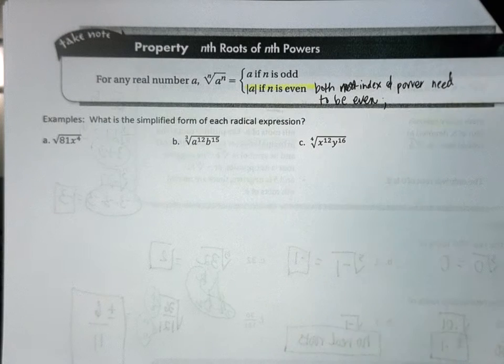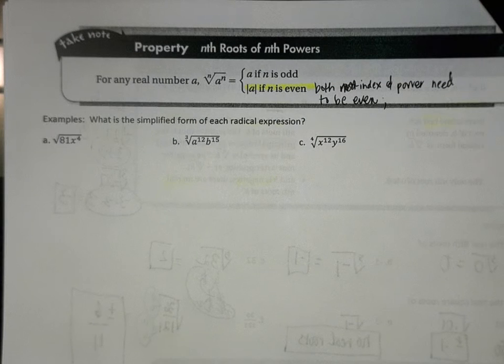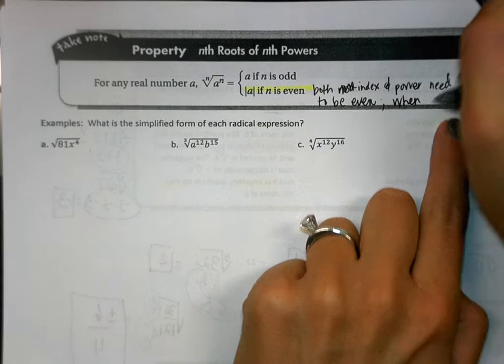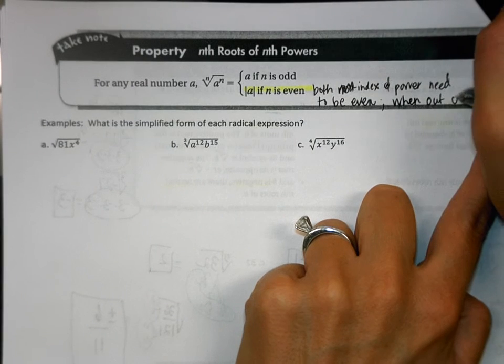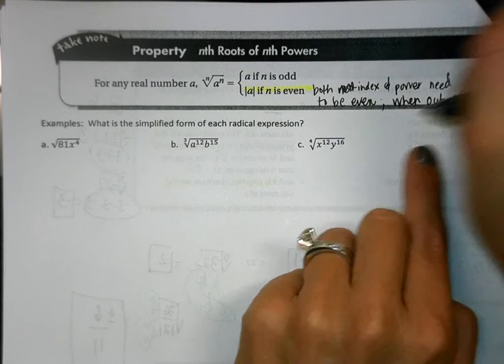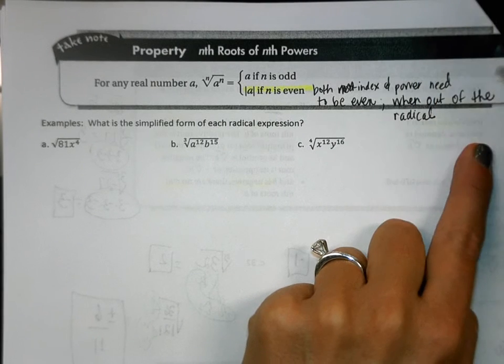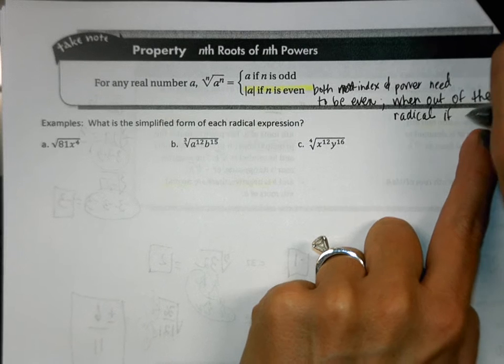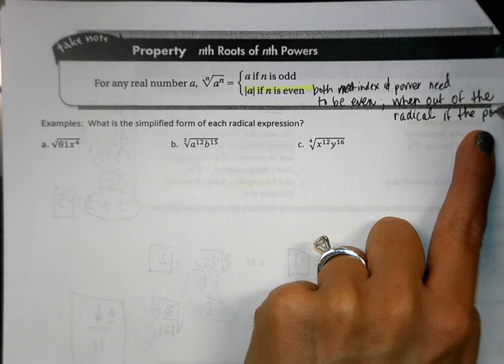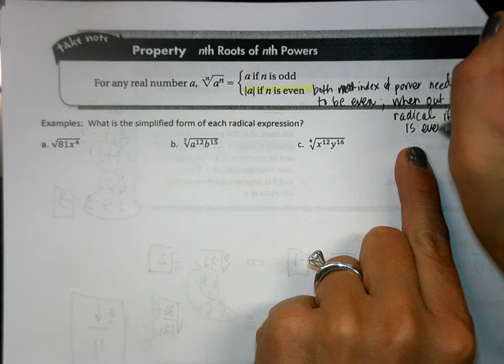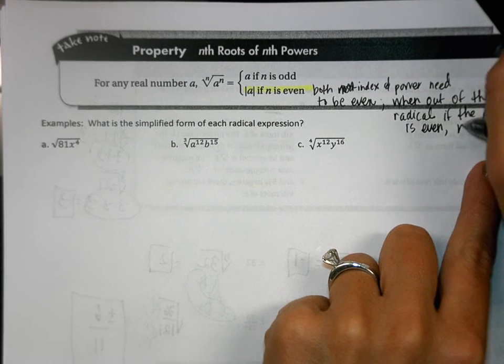Now I'm going to put when pulled out. So like you know how you get your group and you pull it out? Okay. So I'm going to put when out of the radical, if the power is even, no absolute value is needed.